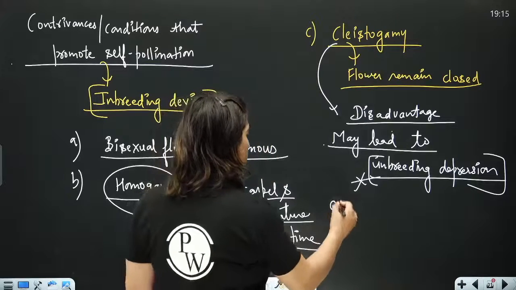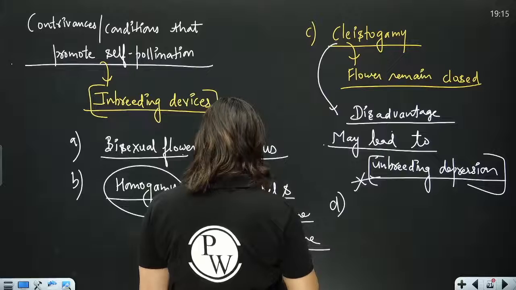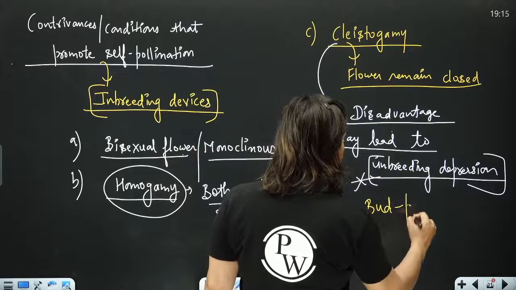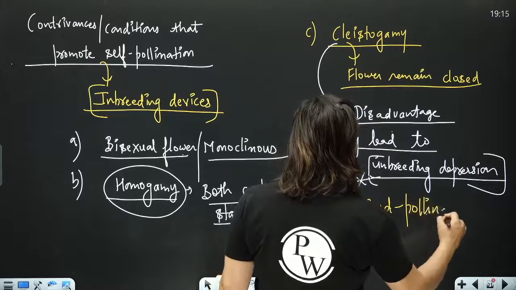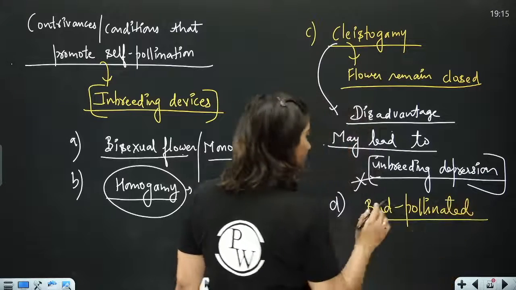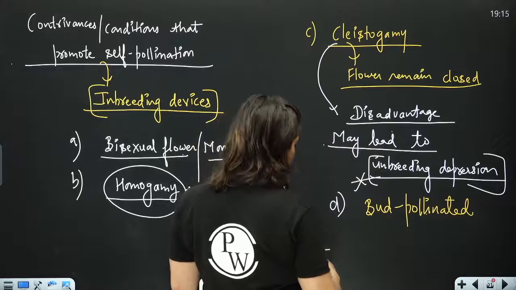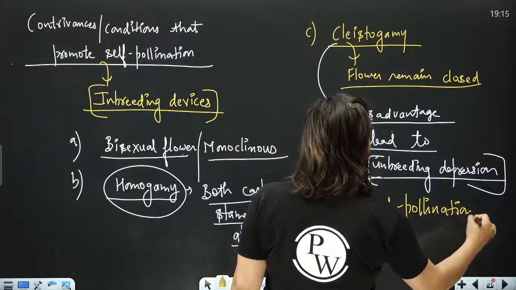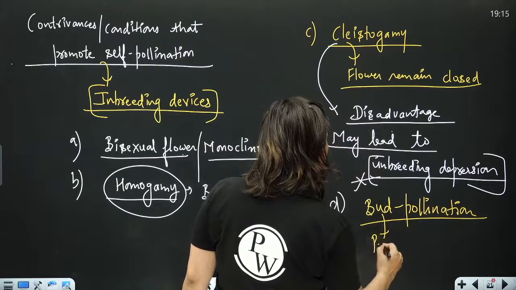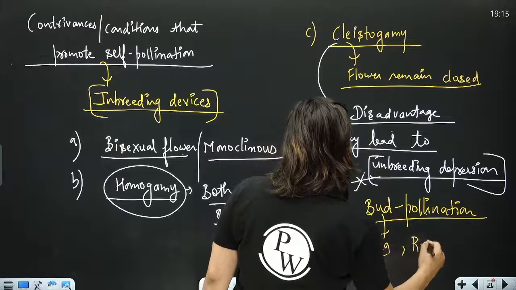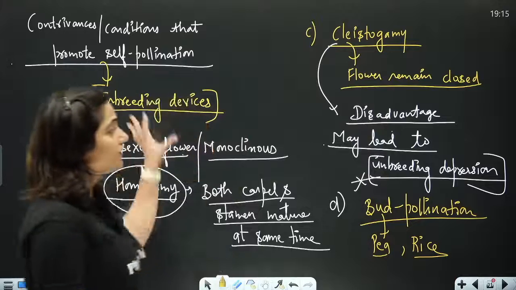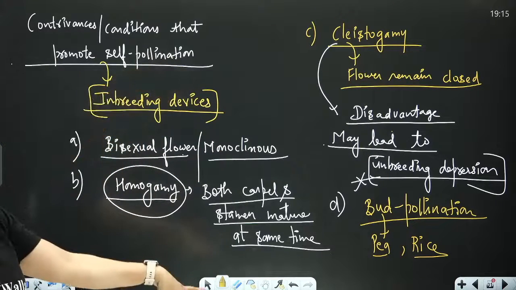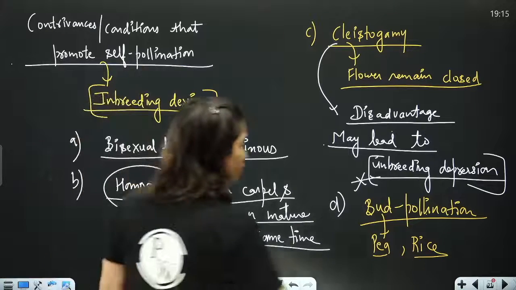And the last one is bud pollination. In some plants, when the flower is a bud and has not bloomed, the reproductive parts mature and show self-pollination. This is called bud pollination. This is often seen in pea plant and in rice plant. Okay, so these are the four conditions: bisexual flower, homogamy, cleistogamy, and bud pollination that promote self-pollination.